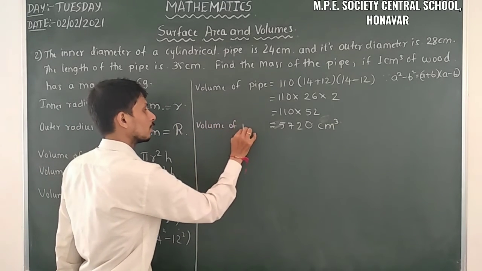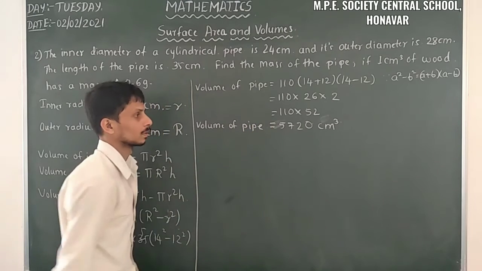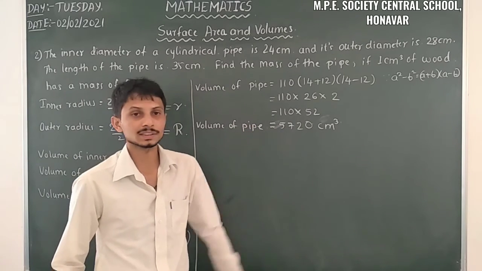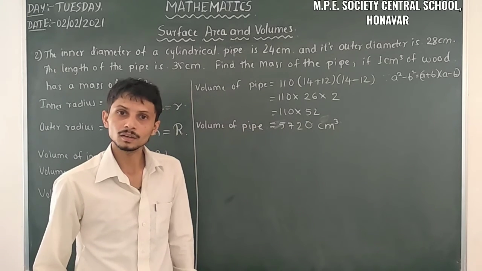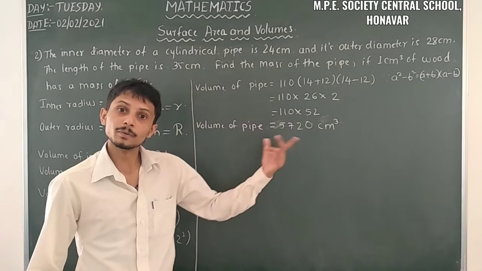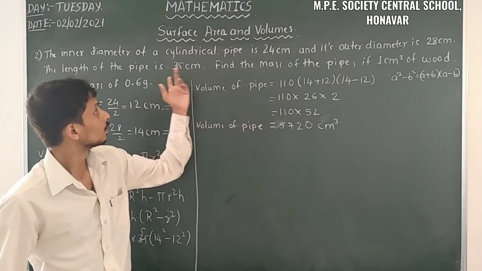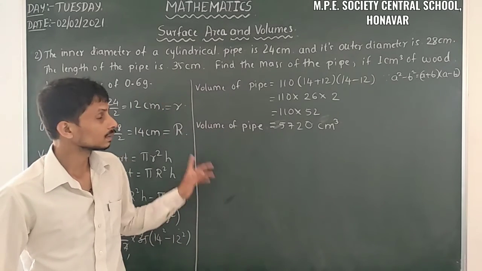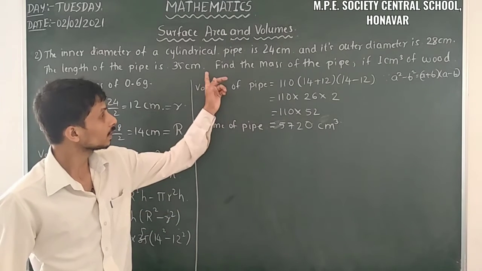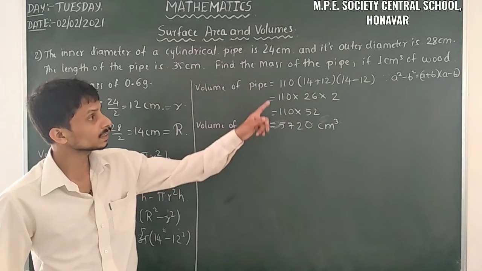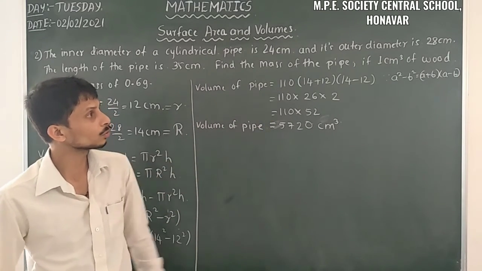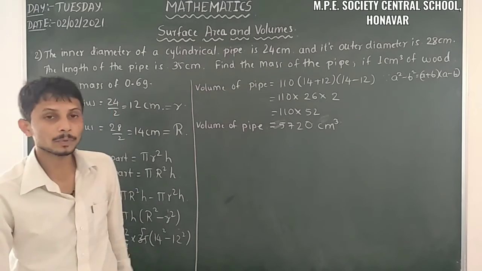Volume of pipe. So the volume of the pipe is equal to 5720 centimeter cube. Then what we have to find out, here we got the volume of the cylindrical pipe. But here we have to find the mass of the pipe, that is, it is given 1 centimeter cube of wood has a mass of 0.6 gram.